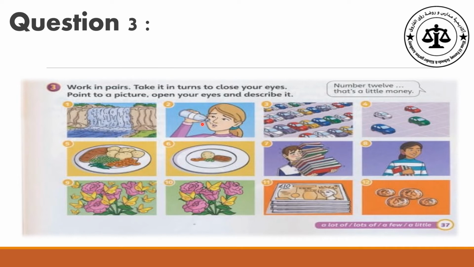In picture 2. What about picture 3? Yes, there are lots of cars, but in picture 4, a few cars. And so on. You can complete the sentences according to the pictures and write them in your notebooks.